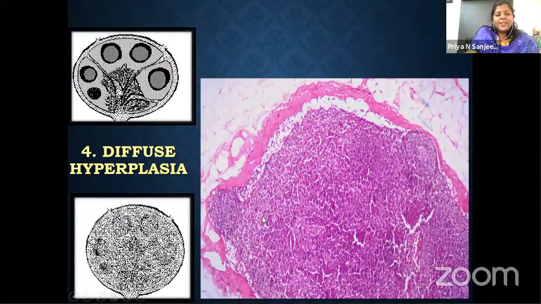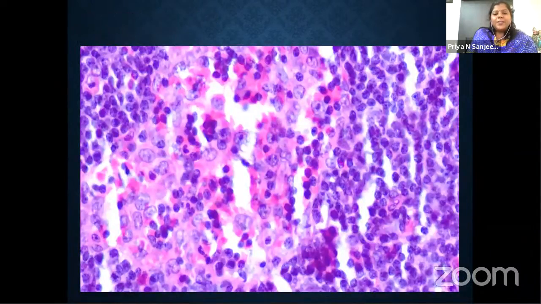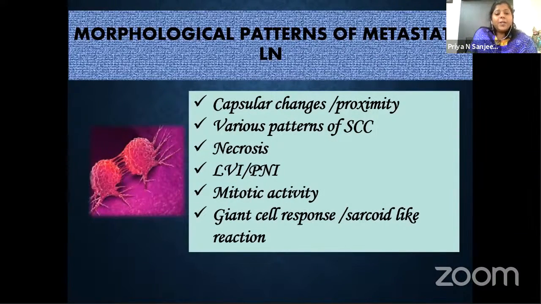In diffuse hyperplasia, there is diffusely effaced nodal architecture. The capsule can be made out, and here is a subcapsular sinus, but the cortex is not showing the follicular arrangement except for one here, and there is diffuse arrangement of the lymphocytes. So this is known as diffuse hyperplasia. You can compare the normal lymph node here, where there is compartmentalization, and here there is diffuse proliferation of the cells. Sometimes you can see a combination of sinus histiocytosis and follicular hyperplasia. You can mention that in the reports.